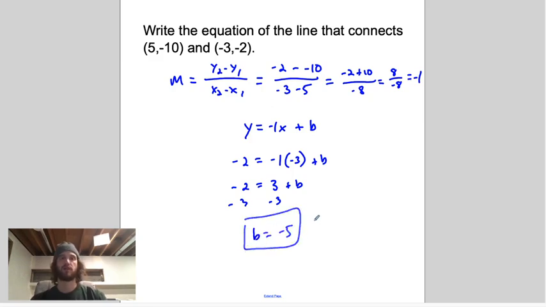So that's not our answer. Our answer is the equation, which is y equals -1x, or -x minus 5. That was fun.